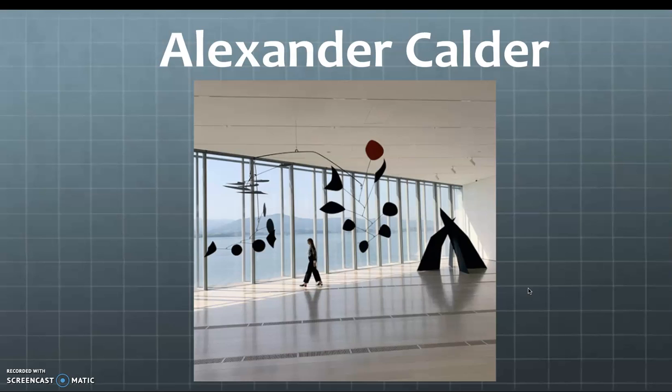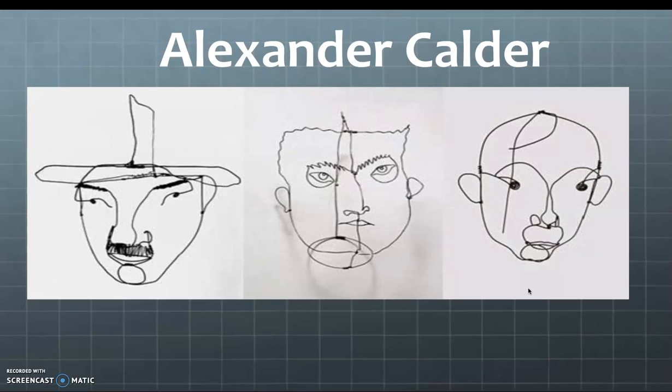If you have a chance to go to the San Francisco MoMA, Museum of Art, which is located in San Francisco, in the atrium, which is the main room that you enter when you enter the museum, you actually can see one of his large mobiles hanging from the ceiling.